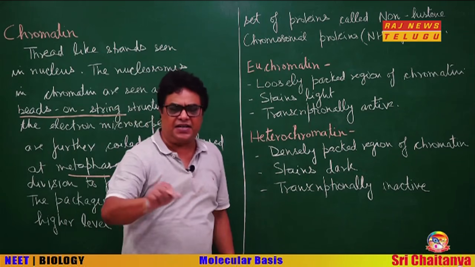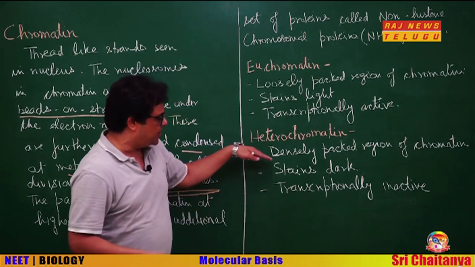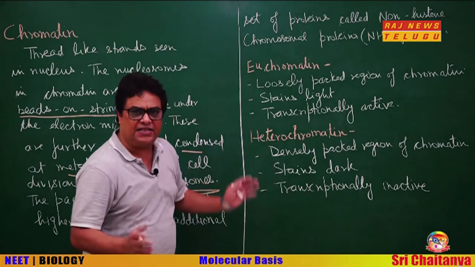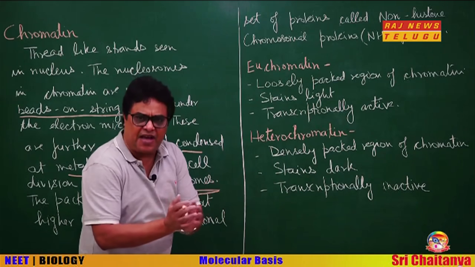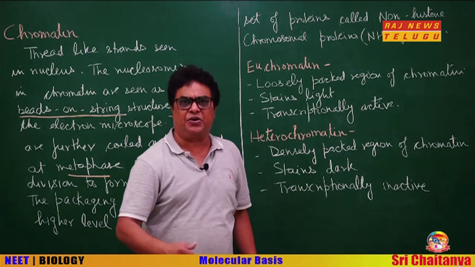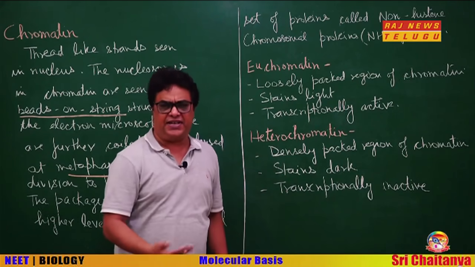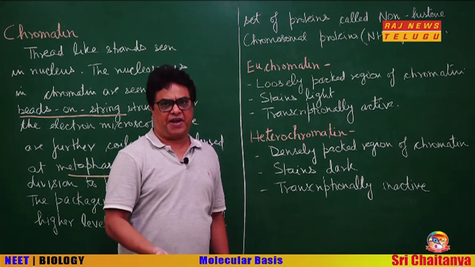while in certain regions we see dark staining structures. These dark staining structures are places where there is very dense packaging of chromatin, and this portion usually does not undergo transcription. So, this is the transcriptionally inactive or genetically inactive part of the chromatin.